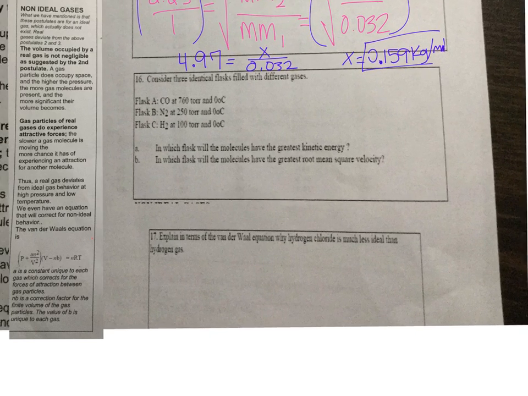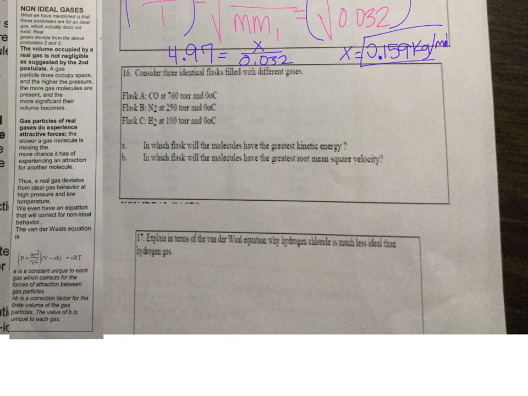For number 16, it says consider the 3 identical flasks filled with different gases. You have flask A with carbon monoxide, flask B with nitrogen, and flask C with hydrogen. As you can see, they all have different pressures, but they are at the same temperature. What is 0 degrees Celsius in Kelvin? 273. Right. All right, so we are all at the same temperature, which means they all should have the same what?